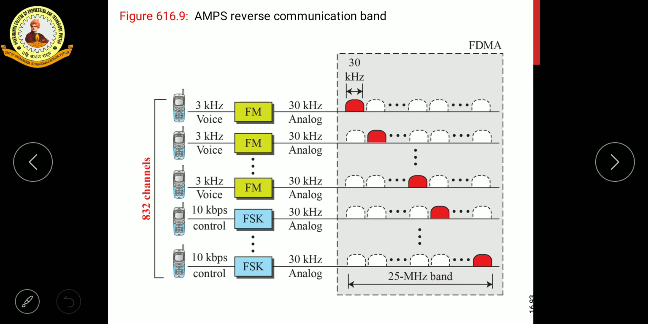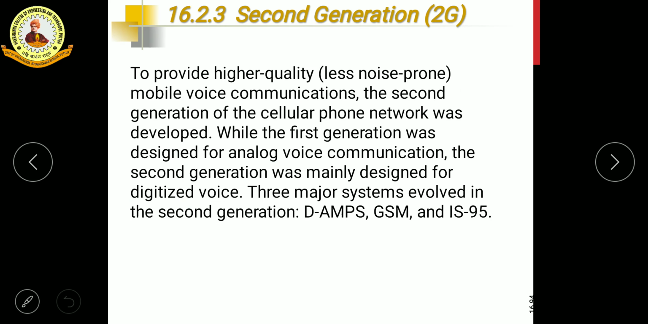AMPS reverse communication band. So this is AMPS reverse communication. Reverse communication means mobile to base station. So how it works is shown here. This is not so important. There are totally 832 channels. 832 channels means 832 users can use it. Okay. Then coming to the second generation.